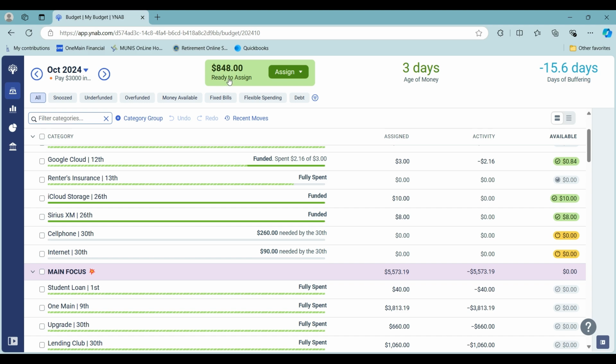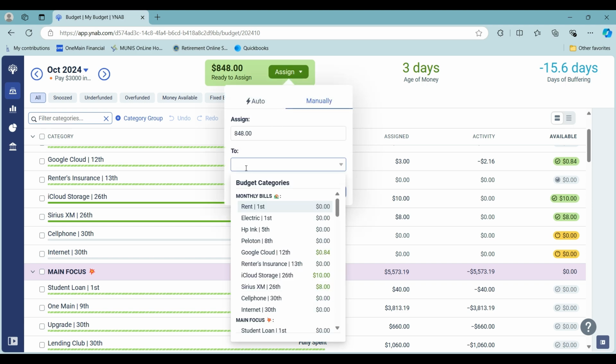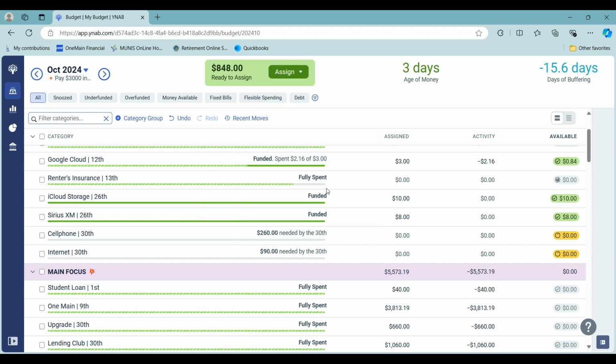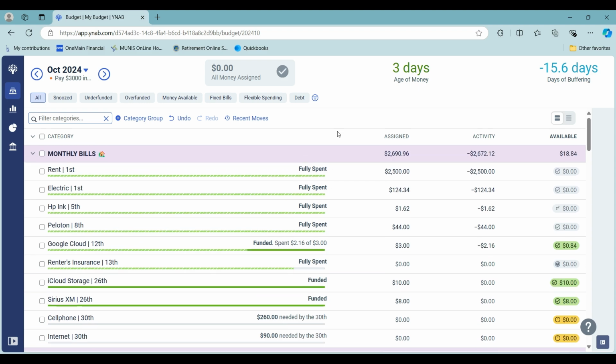So I really do think I should throw this $848 towards the credit card, and that's what I'm going to do. I'm going to throw it towards Chase just so I could get this balance down. So you guys, let me know what you would do with that money. Is this what you would do, or would you go ahead and put it in the budget?